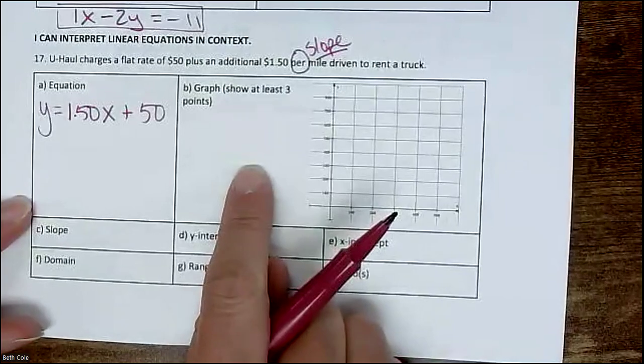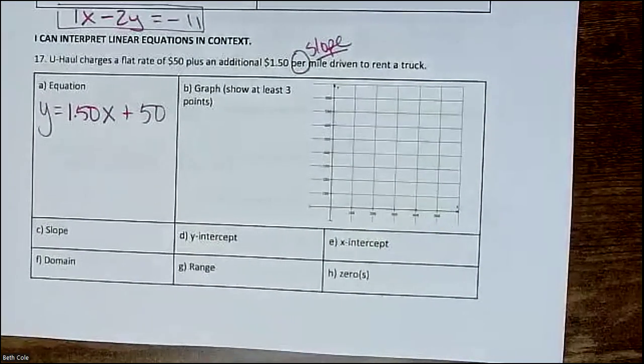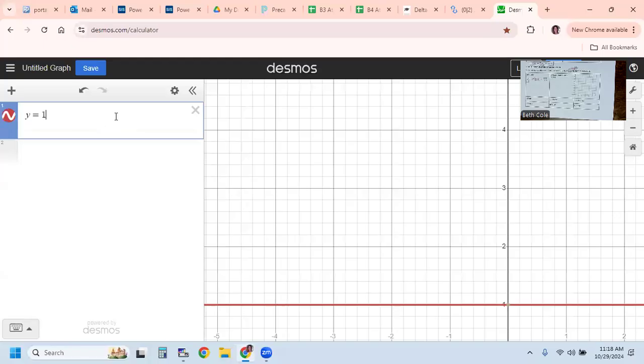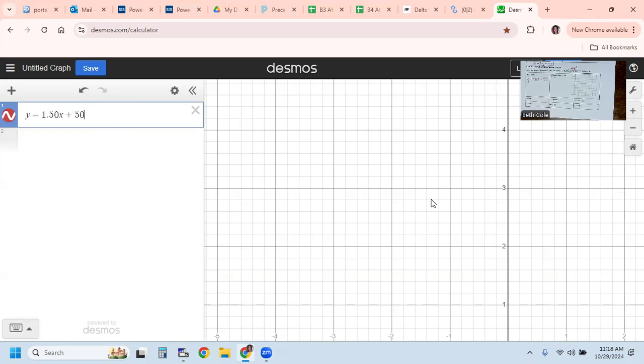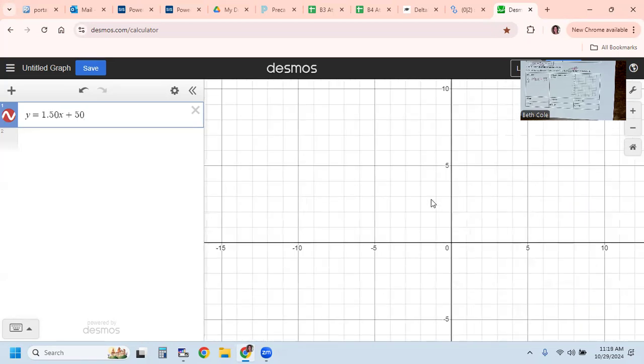All right, so let's graph it, showing at least 3 points. You can use the calculator. So just watch, I'm gonna type it in. Y equals 150x plus 50. Now I can't see it. Why do you think that is? You have to zoom out. It went up 50. That plus 50 moved it all the way up here.